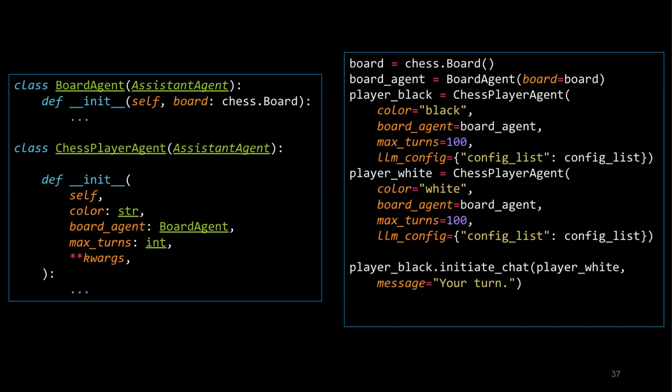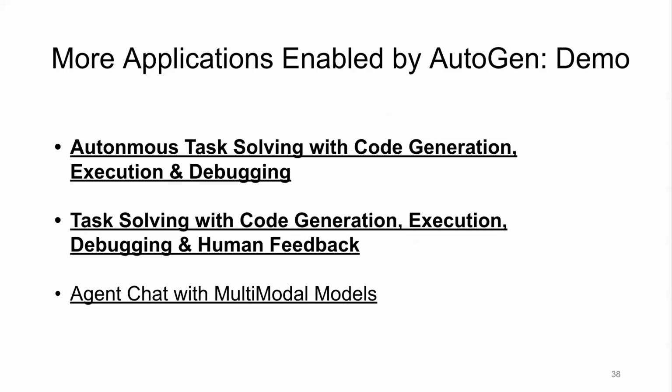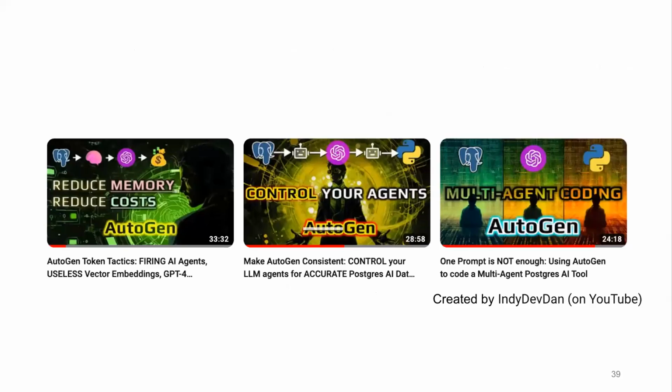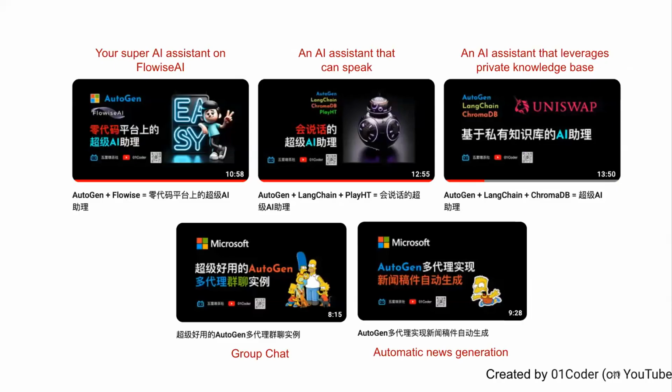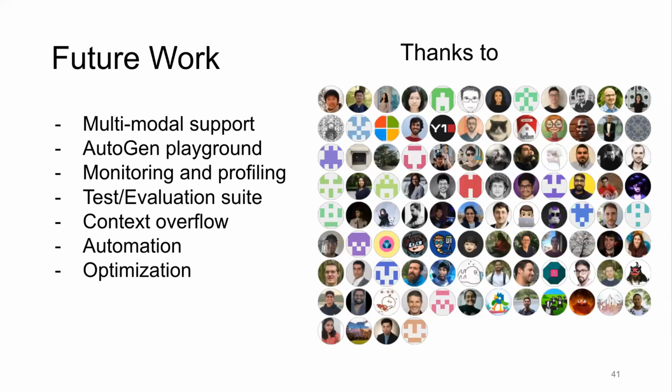Most of the applications take less than 20 lines of code, besides the multi-agent coding one. And there are more applications you can find online, including autonomous tasks, problem solving, and large multimodal models. So we include LLaVA and some other agents right now. And you can also find a lot of tutorials online on YouTube, either by DevDem or 01 Coder. And I have to thank the open source community because we got a lot of useful feedback and evaluations, and I thank more than 100 people who participated in the AutoGen library.